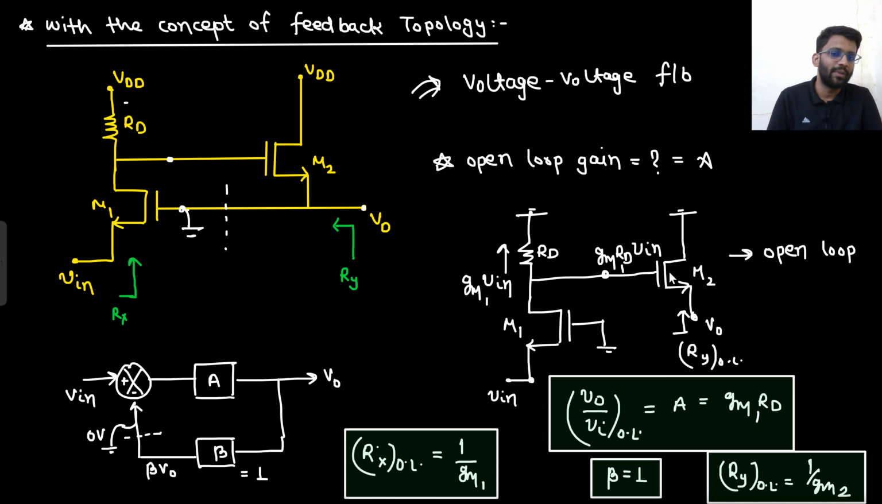So what was our open loop gain? Open loop gain was GM1 RD. What was our feedback factor? Feedback factor was 1 only, because here it was directly going there. What was our open loop input impedance? It was 1 by GM1 only. What was our output impedance? It was 1 by GM2 only, because this one node was going to ground.